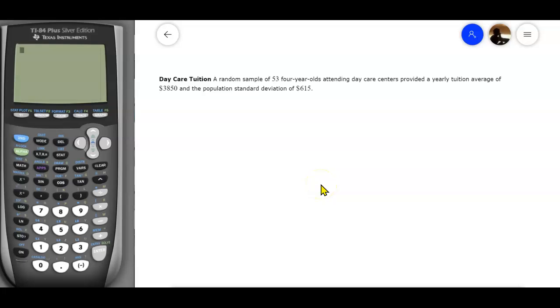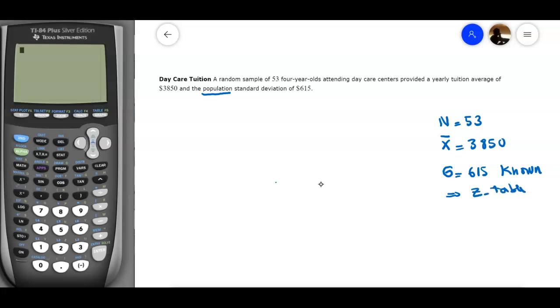Okay, so here, just to make it clear that we are dealing with n equals 53, I am giving the x bar, which is 3850, and I am giving the sigma. Sigma is going to be 615. This is the population standard deviation, so sigma is known. And we know every time sigma is known, I'm using the z-scores, or z-table. Okay, so just to make sure that I'm using the z's, right?